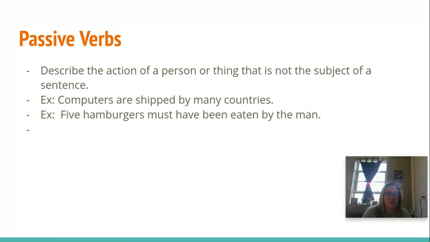Another example is 5 hamburgers must have been eaten by the man. Again, we're speculating. Do we even know who ate the 5 hamburgers? No, but we just see some guy and we're like, oh, it must have been him. That's passive, okay? That's passive.